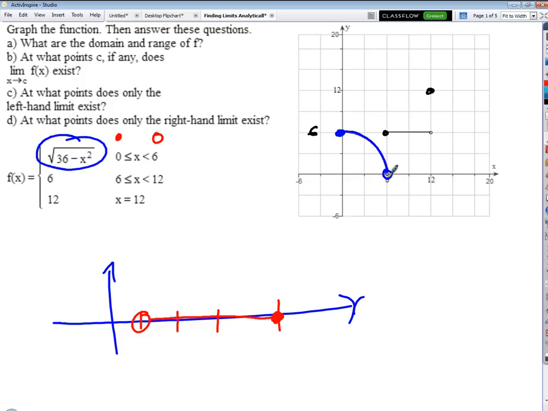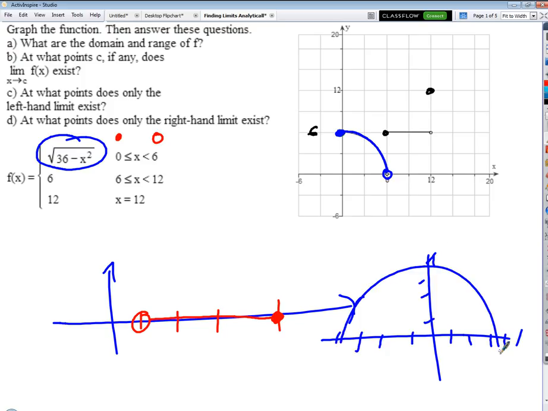Why does it start at, well, because that's the shape of the curve. If we were to graph that, this is just saying the square root of 36 minus x squared. If I were to graph that function, it just looks like this. It goes out, it's got a radius of 6, and it's just a hemisphere like that. If you graph that on your calculator, that's what you'd see.